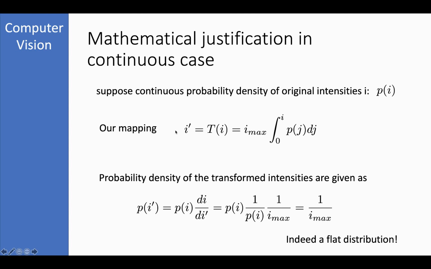So to be able to compute the histogram of this, or the probability distribution function of this, we can simply use the change of variables formula in the probability distributions. So P of I prime is actually equal to P of I times the Jacobian of the transformation between I and I prime. In this case, since everything is one-dimensional, it will be dI over dI prime. Now, using basic integration formulas and the derivatives, we know that this actually is 1 over P of I times 1 over I max. As the P of I's cancel, the probability distribution P of I prime is 1 over I max. It's a constant, so it's indeed a flat distribution.